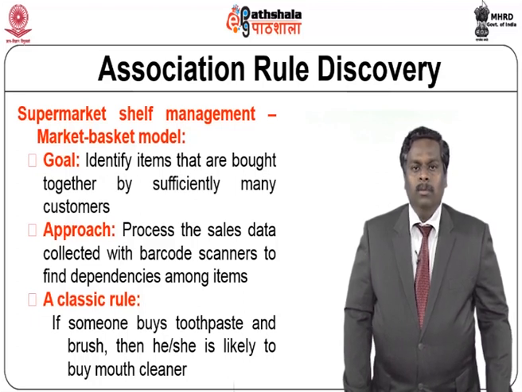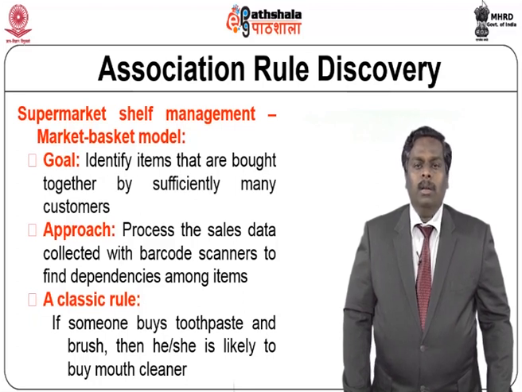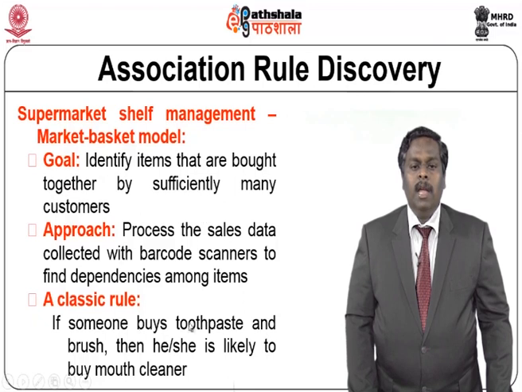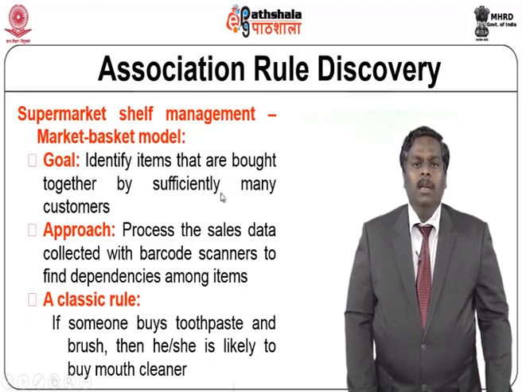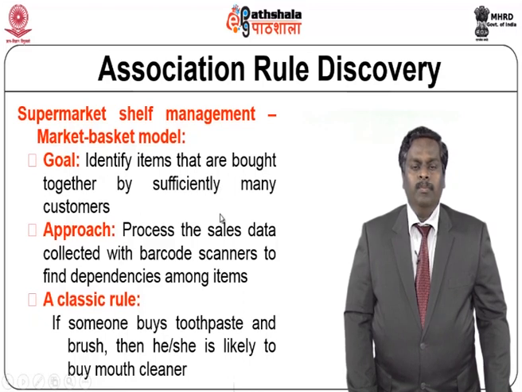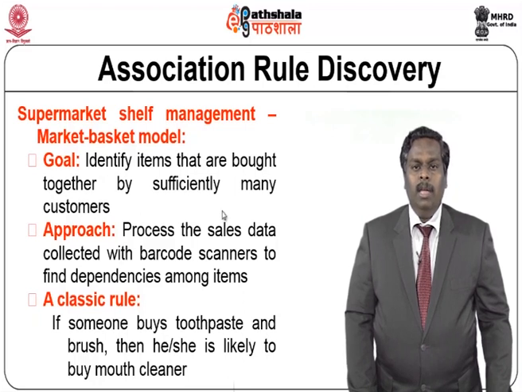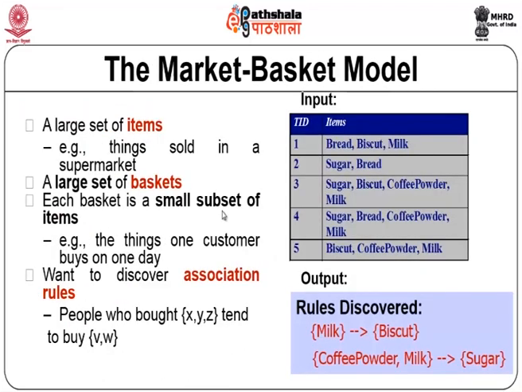Now, a classical rule, for example, from such a sales or transactional database can be, if a particular person or someone buys a product called toothpaste and brush, then the same person is likely to purchase, say, a mouth cleaner. This is actually a kind of inference that you can derive by means of this market basket model. This association rule discovery or analysis has been widely used in retail domain, and many applications of association rule mining have been there in the history till date. Now, let us understand this market basket model in detail.